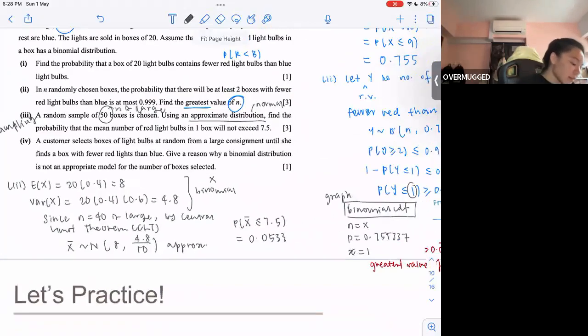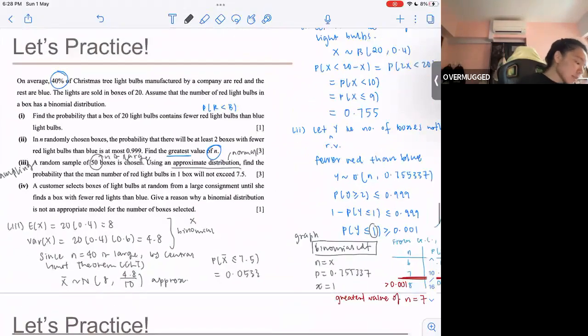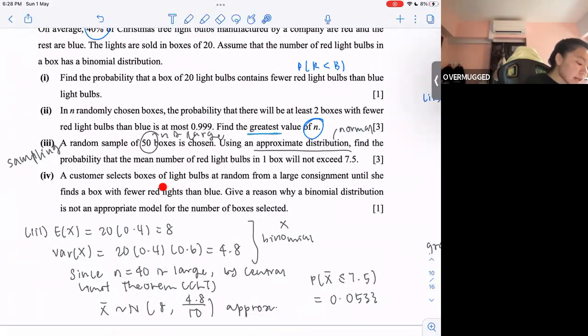Okay, and then the very last part, a customer selects boxes of light bulbs at random from a large consignment until she finds a box with fewer red than blue. Give a reason why binomial distribution is not an appropriate model for the number of boxes. Okay, so I'm not gonna write this out, but I'm gonna read it out. Okay, what's the reason? Why does this not follow a binomial distribution? It just means that it doesn't meet one of the conditions, right? So which condition is it?